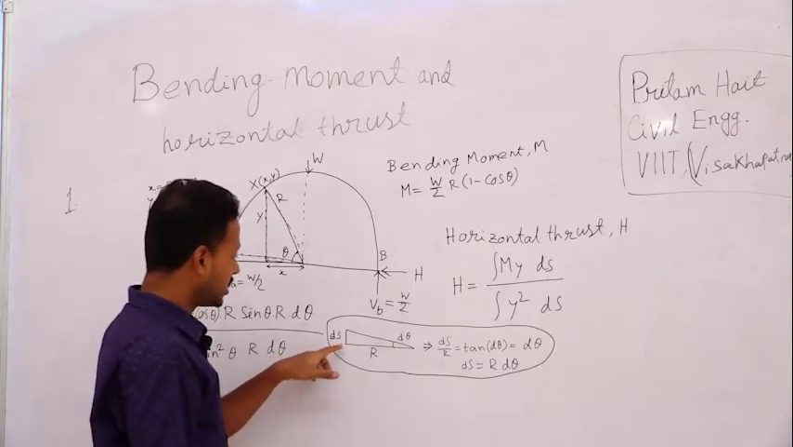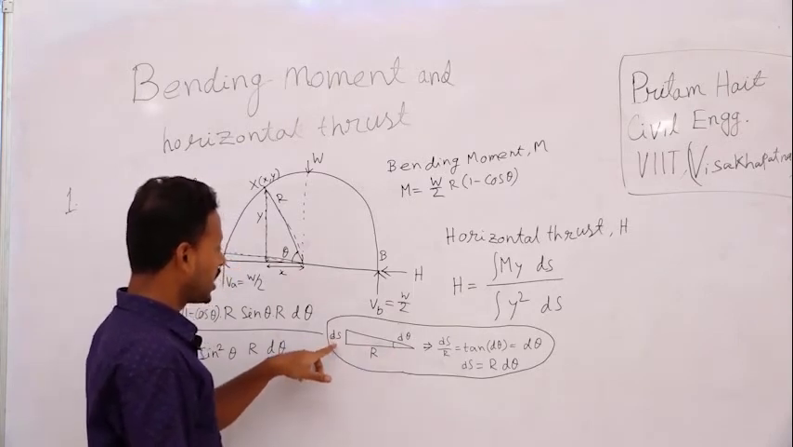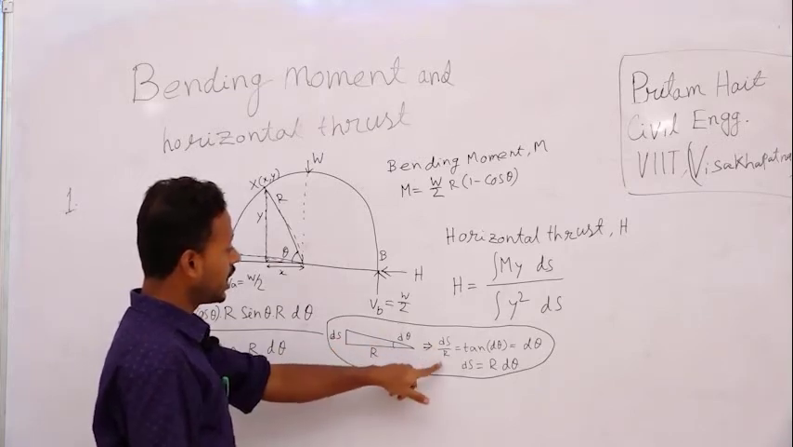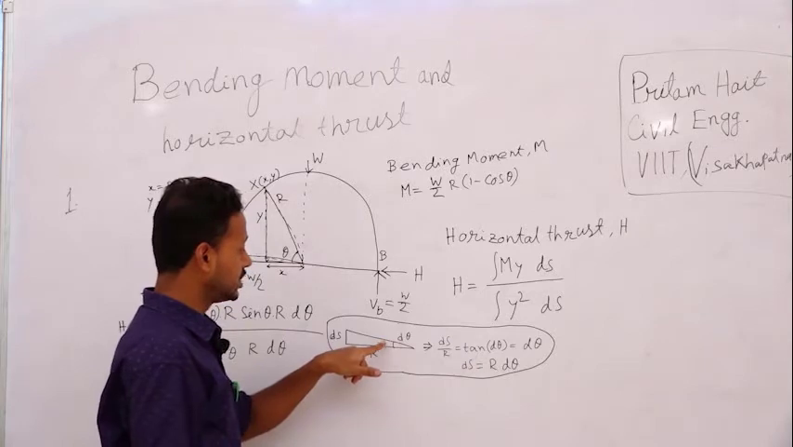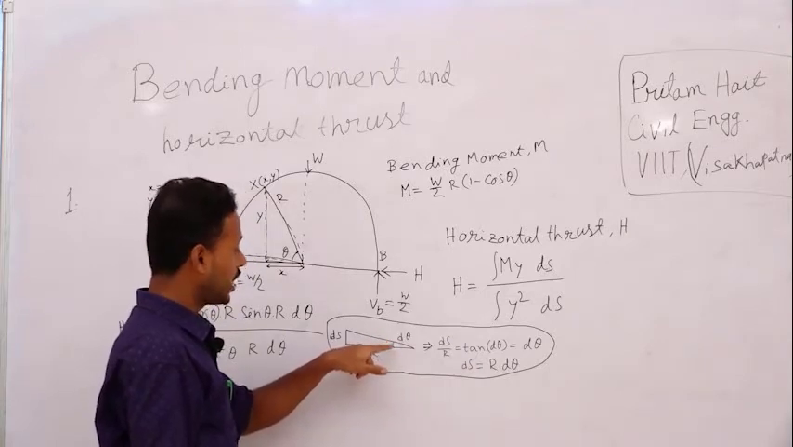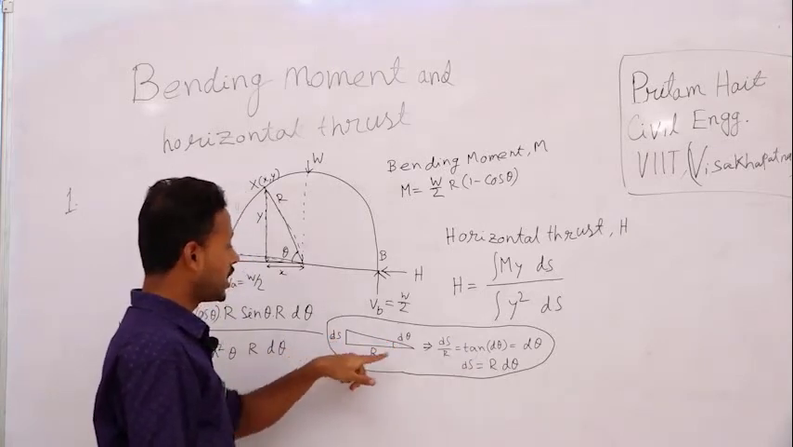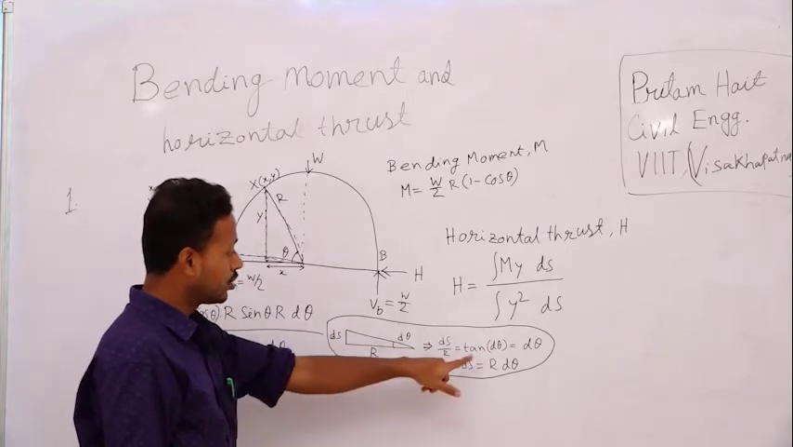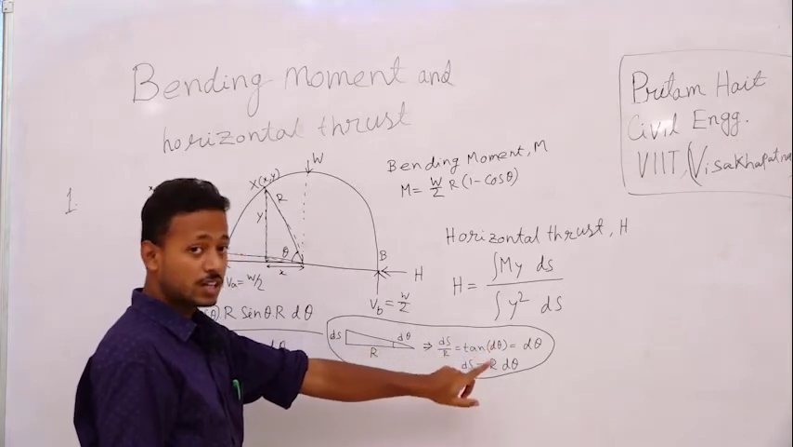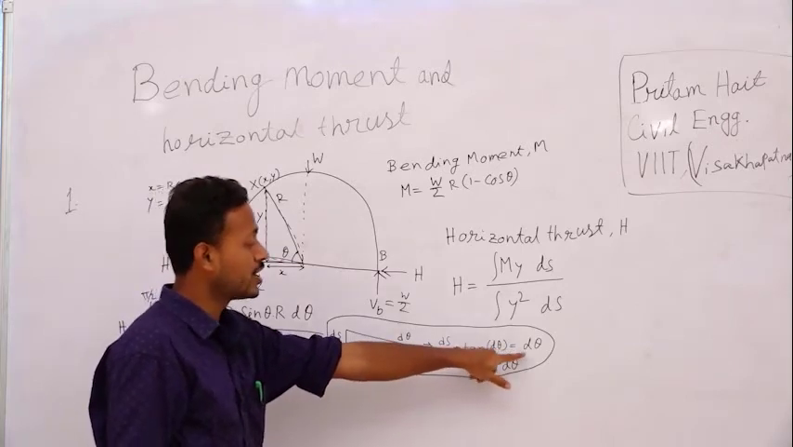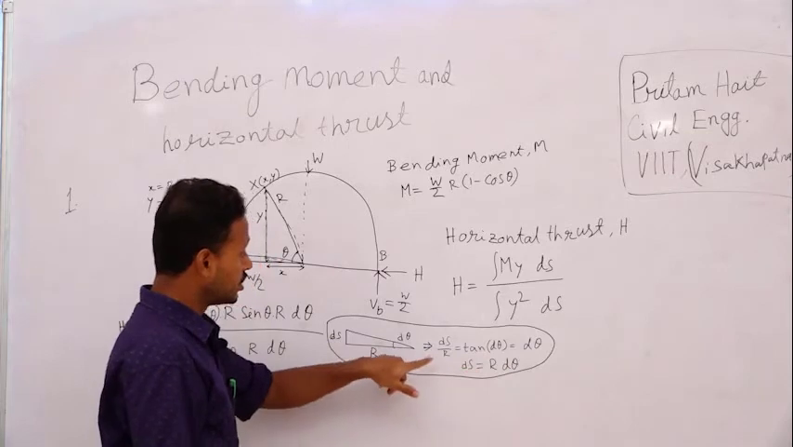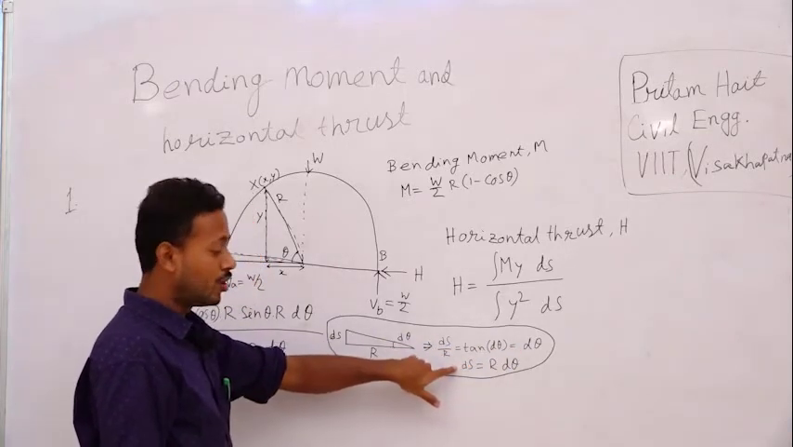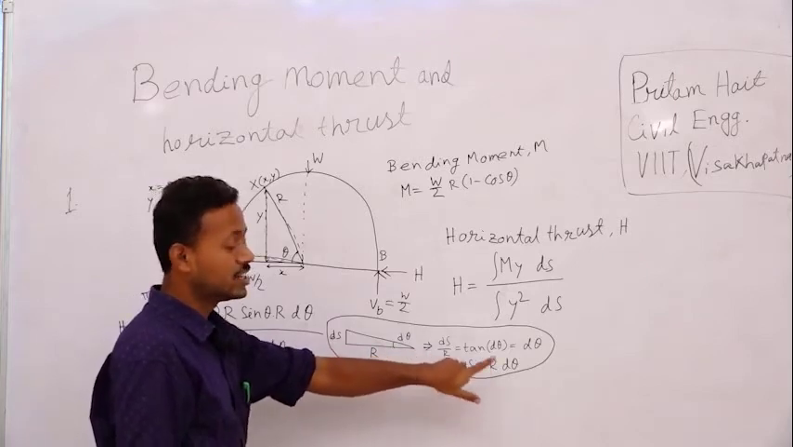So if I take tan theta, I will get ds by r equals tan of d theta, as this is a small angle, so I wrote d theta. As the angle is very small, I can write tan theta equals theta, so tan of d theta equals d theta. So ds equals r d theta. So I get the value of ds as r d theta.